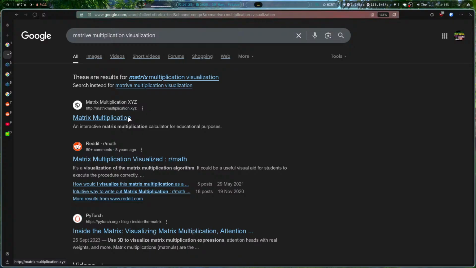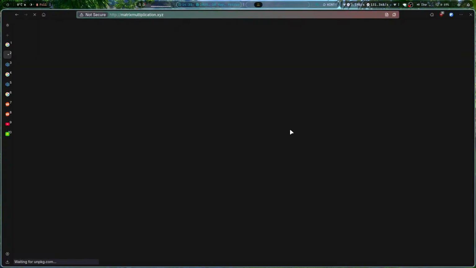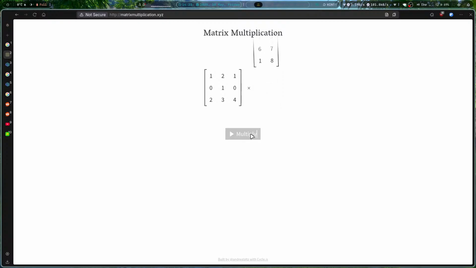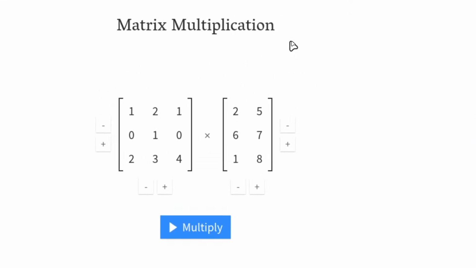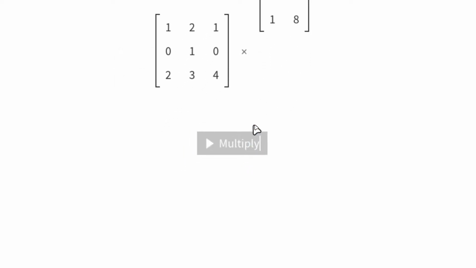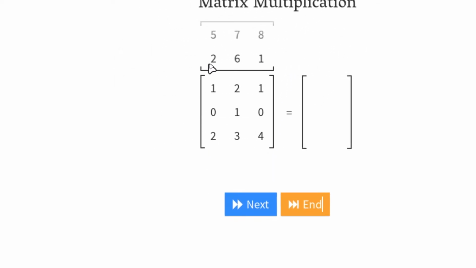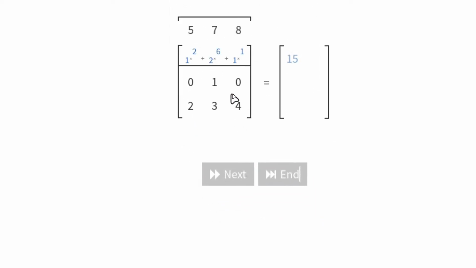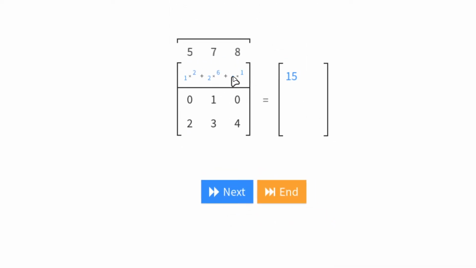I think there should be a visual tool to show how this is done. Let me just remap. So these are two matrices. Now what we are going to do is multiply. Just take the first row, or let's say a column, and multiply it with the first row of the second one.